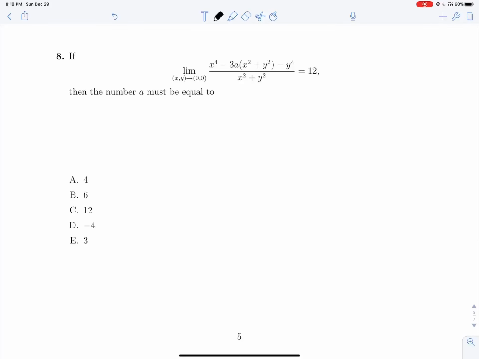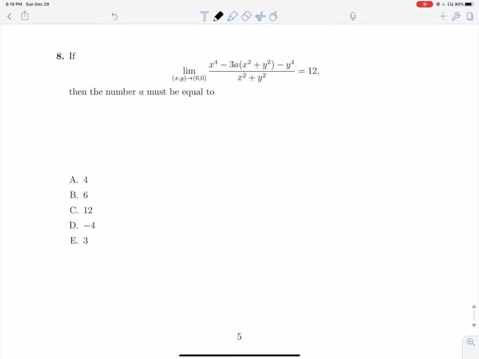Okay, question 8. We're taking this gnarly looking limit, which actually isn't that bad. I'm not going to rewrite all the limit notation outside of it, but we'll notice if we plug in 0, 0, bad things happen. If we plug in 0, 0, we will end up with 0 over 0 equals 12, which is obviously no good. So we can't directly evaluate this.